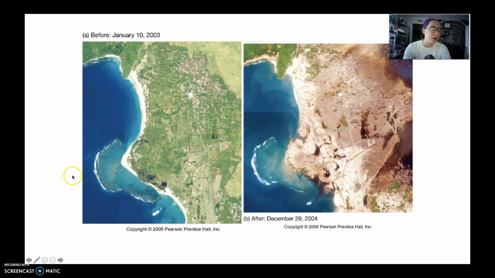Okay, so those are how waves approach the shore. And then we'll talk further about some other types of waves coming up.